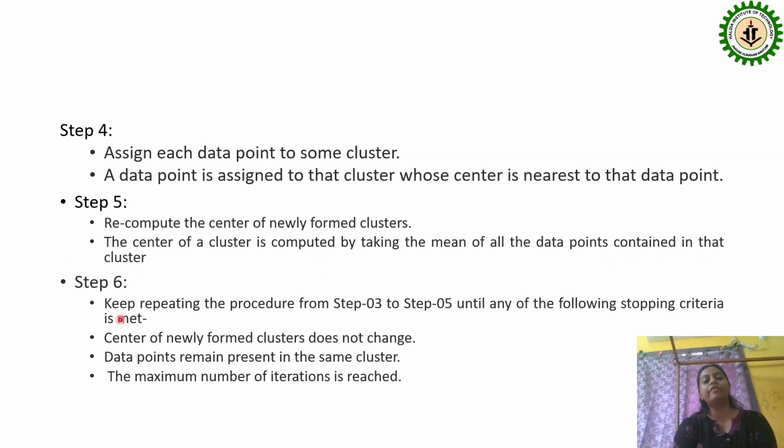Step 6: keep repeating the procedure from step 3 to step 5 until any of the following stopping criteria is met. The center of the newly formed clusters does not change, or data points remain present in the same cluster. That means after iterating, the cluster centers no longer change, or the data points are not changing their cluster. Or the maximum number of iterations has been reached. That means if you are told to run up to 100 iterations, then once 100 iterations are done, there is no need for any further calculation.